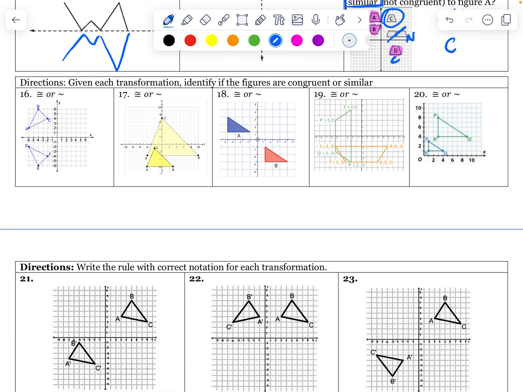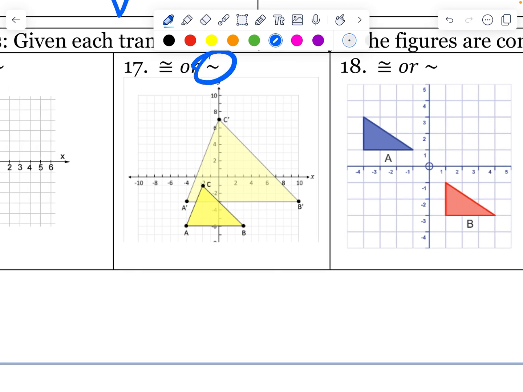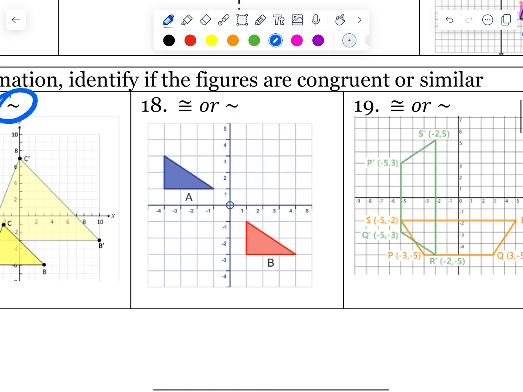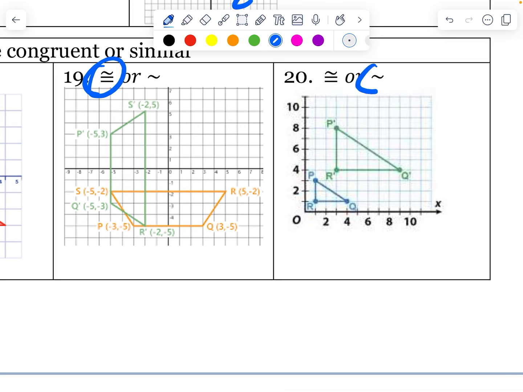All right, given each transformation, identify the figures as congruent or similar. So that looks like a reflection to me. It's gonna be congruent. Dilation, so it's only similar, it's not congruent. Probably a translation, so that's congruent. Looking like a rotation to me, congruent. And that's a dilation, so it's similar.